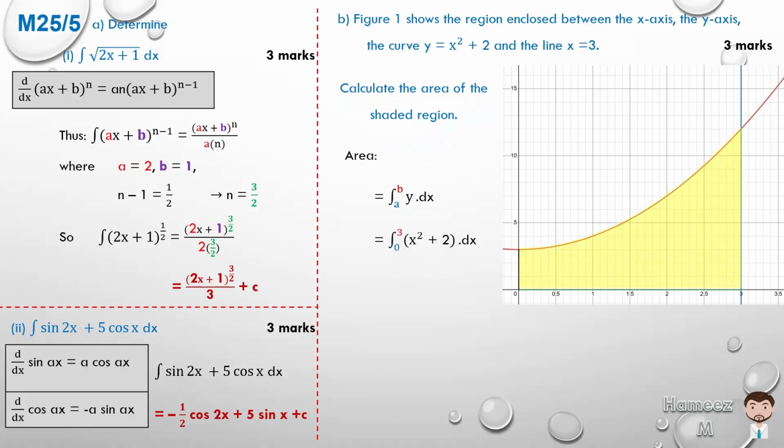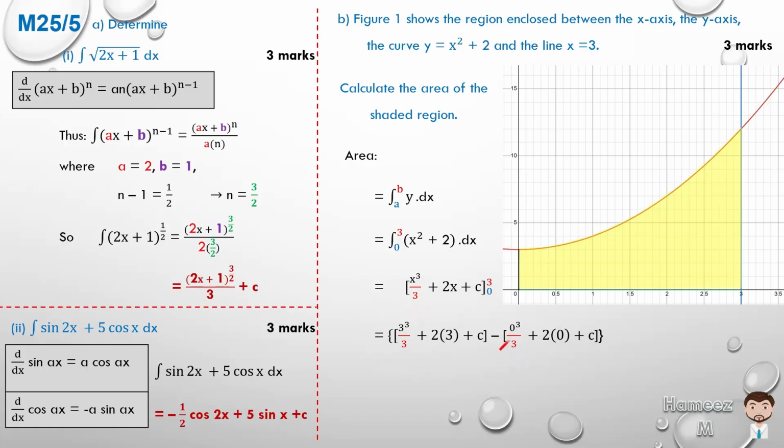So we say integral from 0 to 3 of x squared plus 2, because that is what y is, divided by dx. Integrate x squared, you're going to get x cubed over 3, plus integrate 2, you're going to get 2x, plus c, between the limits of 0 and 3. And if we substitute, we're going to get 3 cubed over 3, plus 2 times 3, plus c, minus 0 cubed over 3, plus 2 times 0, plus c.